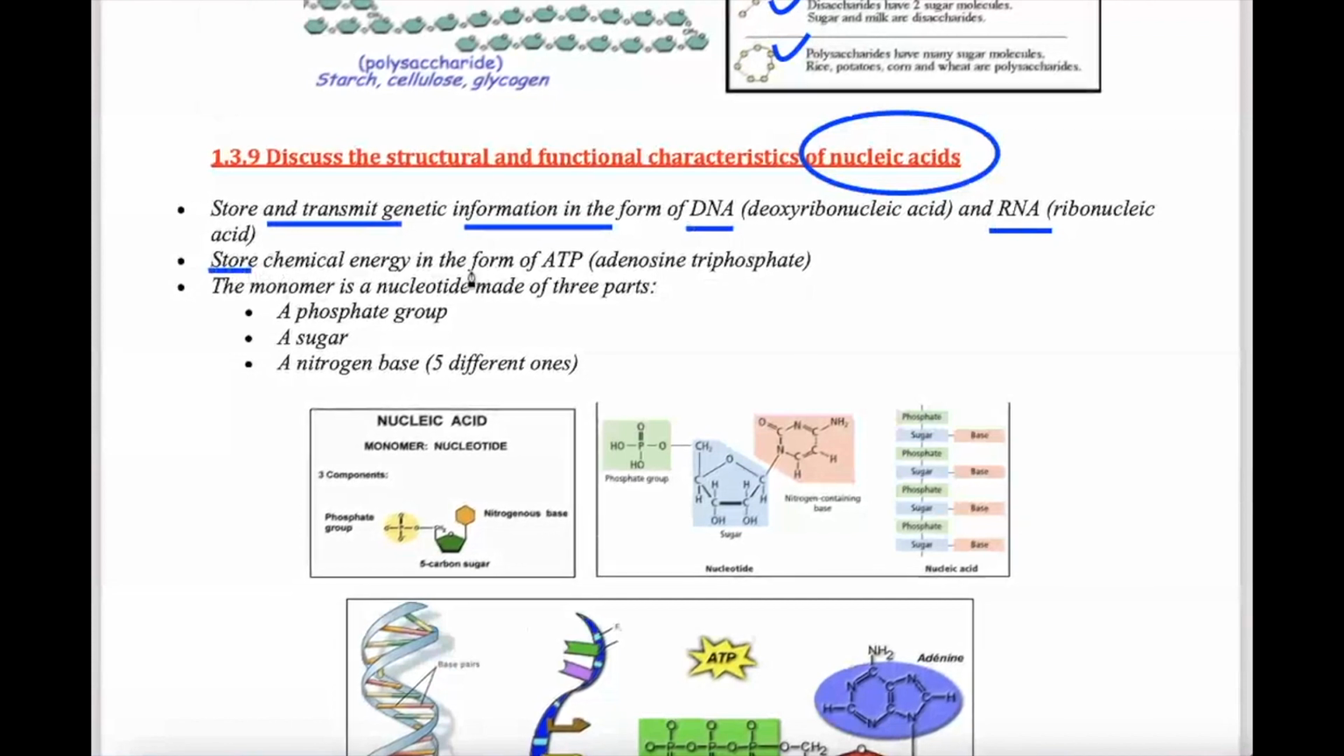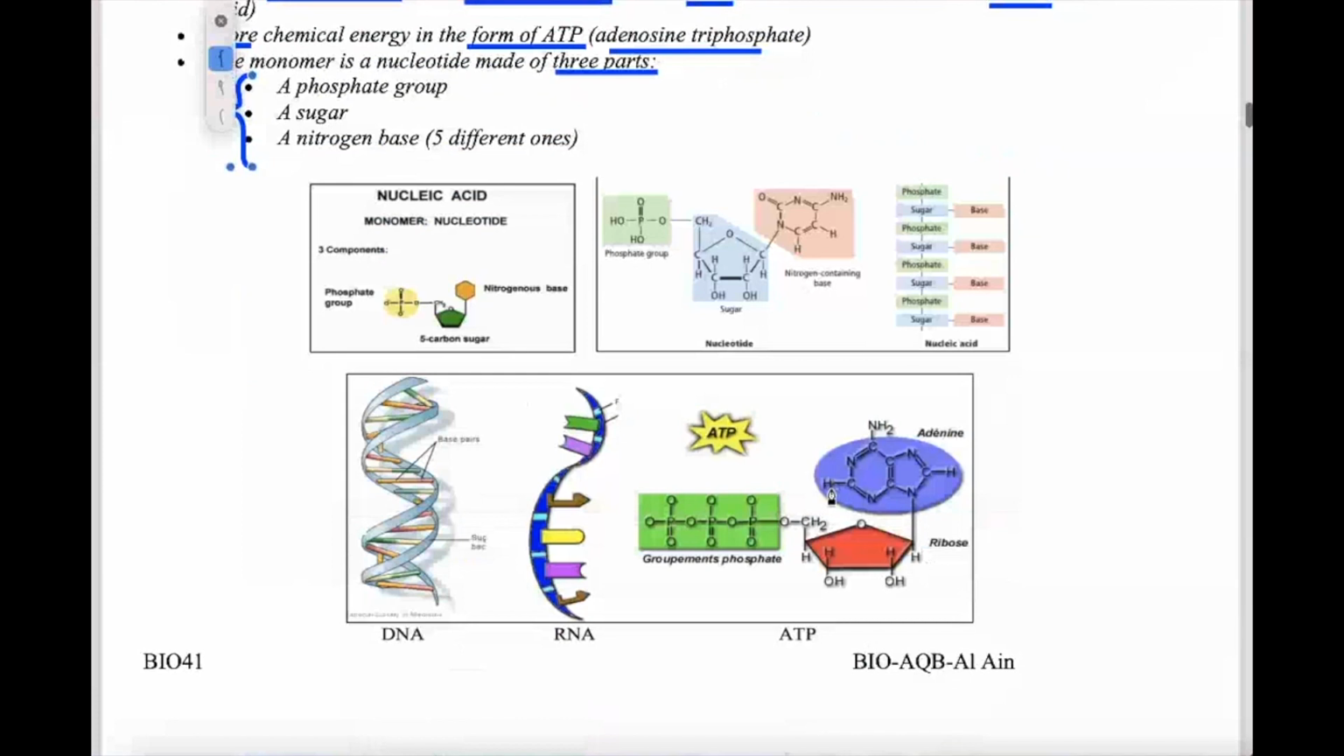They store the energy in the form of ATP, which is called adenosine triphosphate, a high energy nucleotide. They are made up of three parts: the phosphate group, sugar, and nitrogenous base. These are the structures of the nucleic acids and their components.